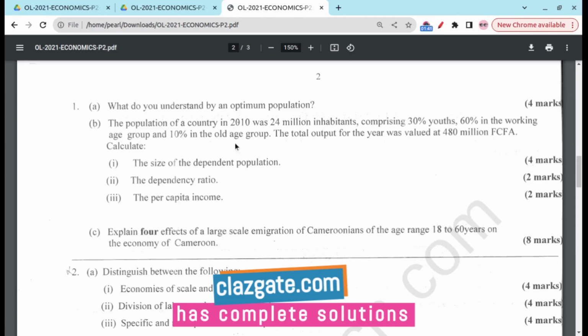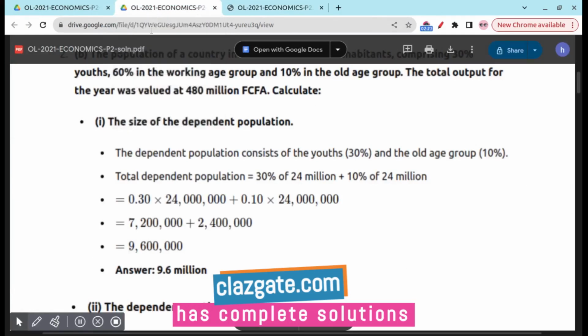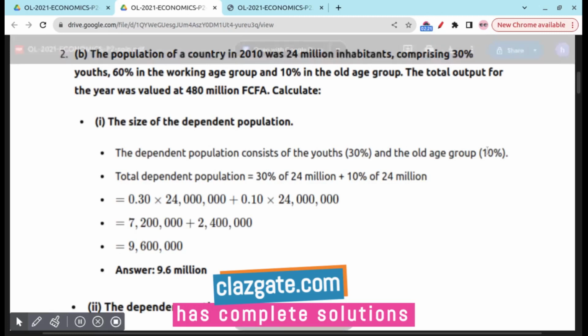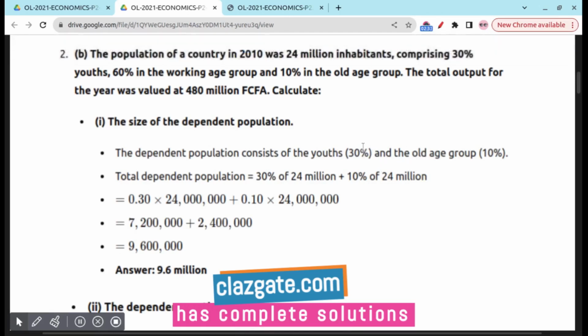What is dependent population? Dependent population is the old age and the youth, the young population, because 60% is the working age group. So this is the independent population. The working population are independent, but the youth and the old age groups are the dependent population. So we're using 30% and 10%. We know that the dependent population consists of the youths and the old age group. So these people depend on the working population to survive.